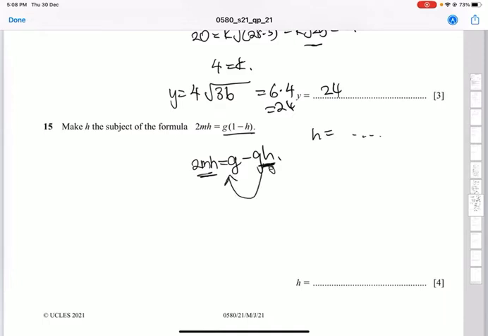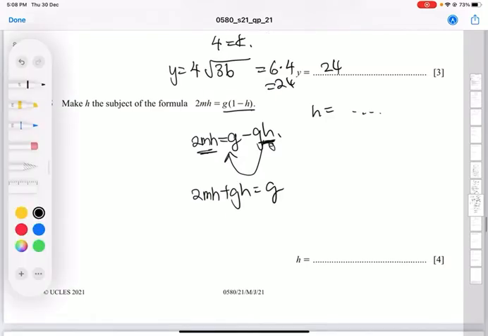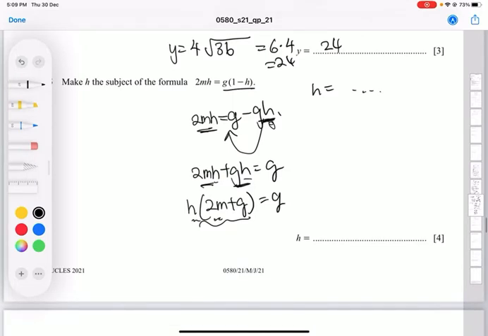So first you bring it over, 2mh plus gh equals g. Now you can actually factor out h, because common factor h, h times 2m plus g equals g. See, that makes sense. h times 2m, that's 2mh, h times g, that's gh, that equals g. Now you can divide both sides by 2m plus g, so you get h equals g over 2m plus g.